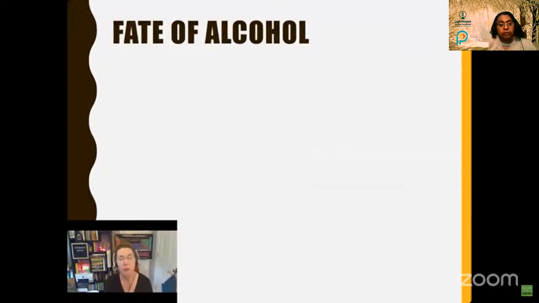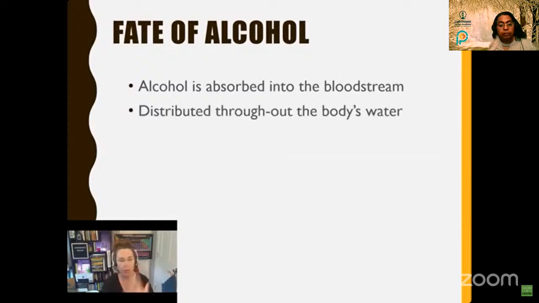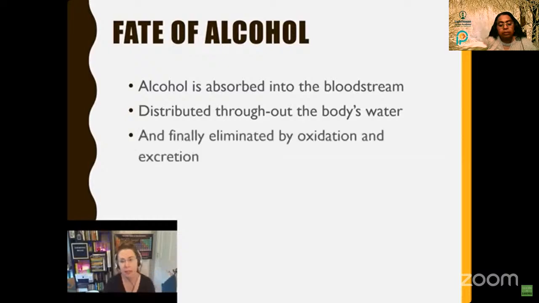What happens to alcohol once it's in the body? Well, alcohol is primarily absorbed into the bloodstream, and then it's distributed throughout the entire body through the bloodstream into the body's water. This is one of the reasons why alcohol affects the nervous system so strongly, because your brain is actually 80% water. It has a higher water content than any other body tissue. So alcohol tends to preferentially affect your brain and your neurological systems. Finally, alcohol is eliminated through both oxidation in the liver using alcohol dehydrogenase and excretion in the sweat and the breath.